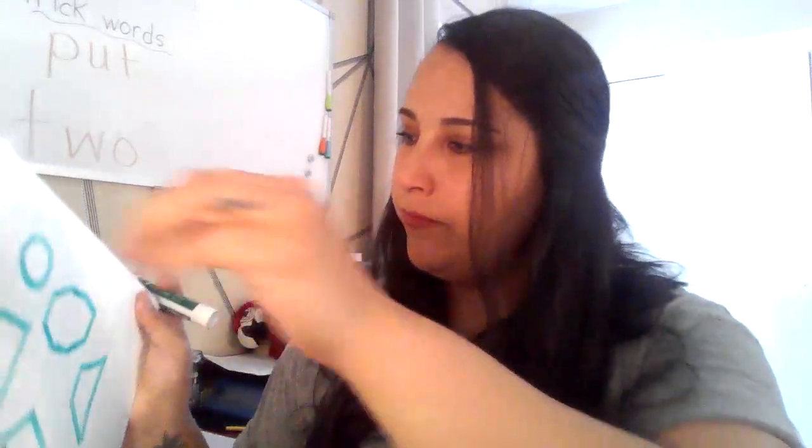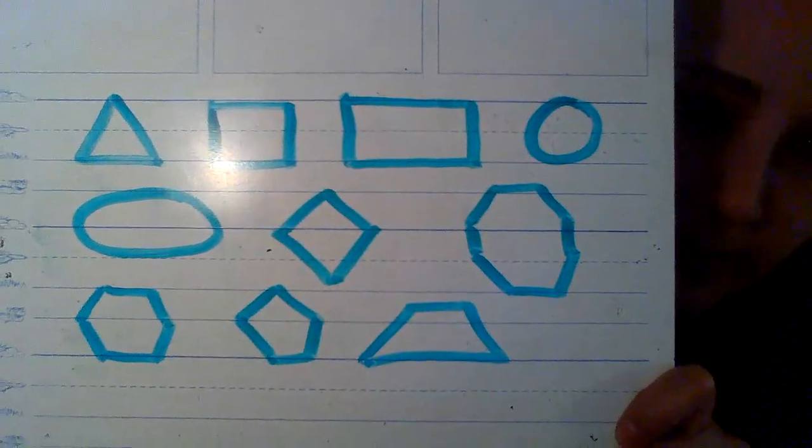The rectangle, the oval, and I'll go ahead and post it once I am done trying to draw this. My hexagon, my pentagon, my trapezoid, and the last one is our octagon. Okay, not the best drawing, sorry. There's all the shapes.